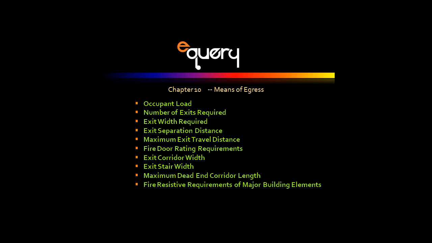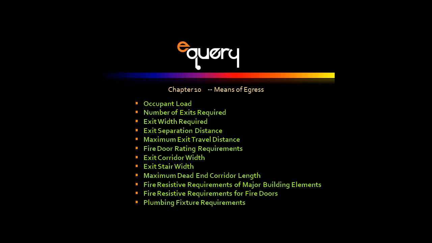This chapter also covers exit corridor width, exit stair width, and the maximum dead-end corridor dimension. We also need to determine the fire-resistive requirements for major building elements, such as the structural frame or exterior bearing walls. And we determine the fire-resistive requirements for fire doors as well.